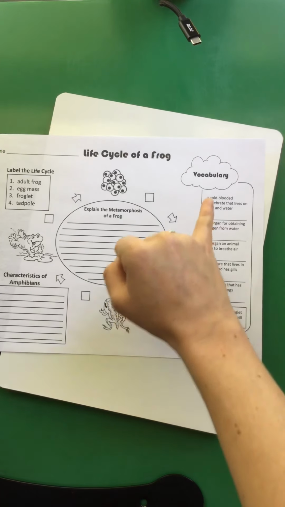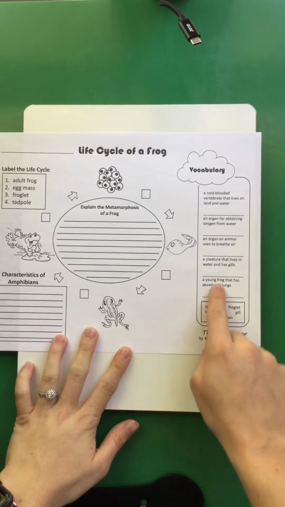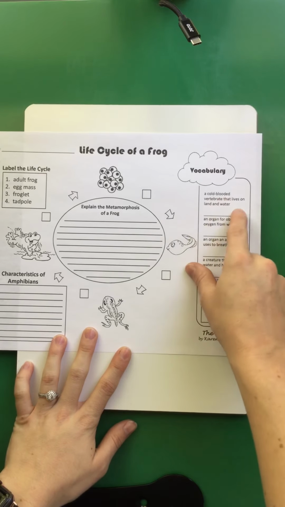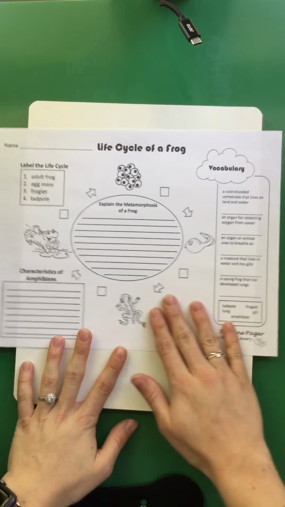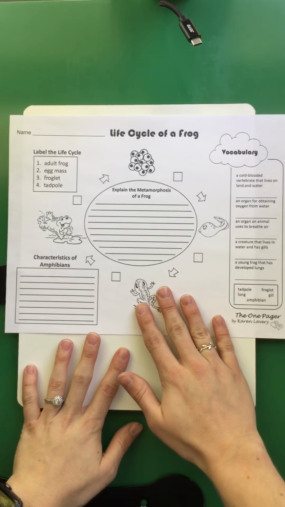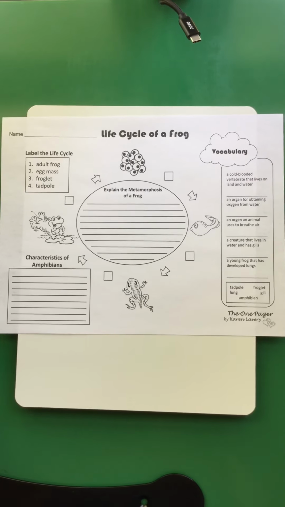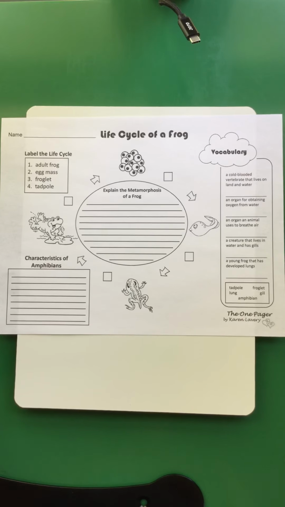Over here on this side on your vocabulary, you've got a word bank down here. So you can fill those in here. So like here's your definition, you'd write the word on the blank for each one of these. And then characteristics of amphibians, you're just going to look and figure out what makes an amphibian, like a frog or a snake or a lizard, different from a mammal or a fish or something like that. Actually, fish might be an amphibian.